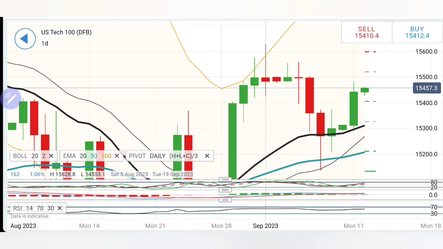But also, if you're selling at 15,400, remember one point, that it has got great support at every 20 points. As long as 15,300 is respected, the only bearishness in Nasdaq 100 is below 15,300 levels. Note that point and take your trades accordingly.